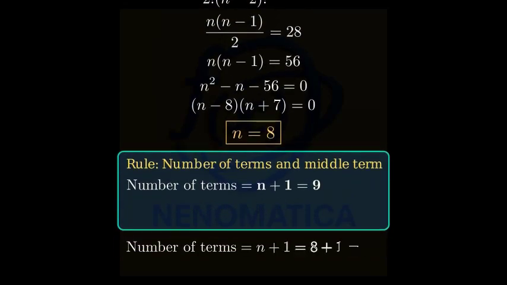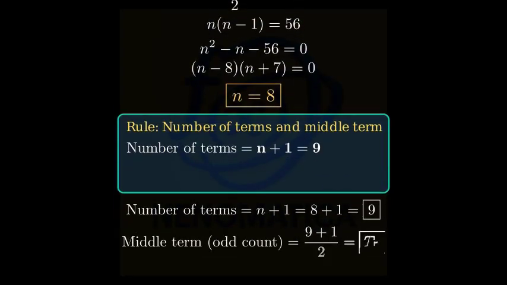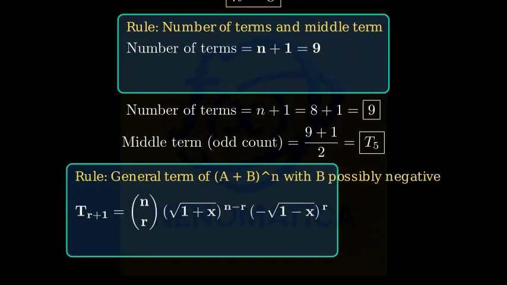Because there are 9 terms, the middle term is the fifth term. To write t sub 5, use the general term for r from 0. T sub r plus 1 equals n choose r times square root of 1 plus x to the power n minus r times negative square root of 1 minus x to the power r.